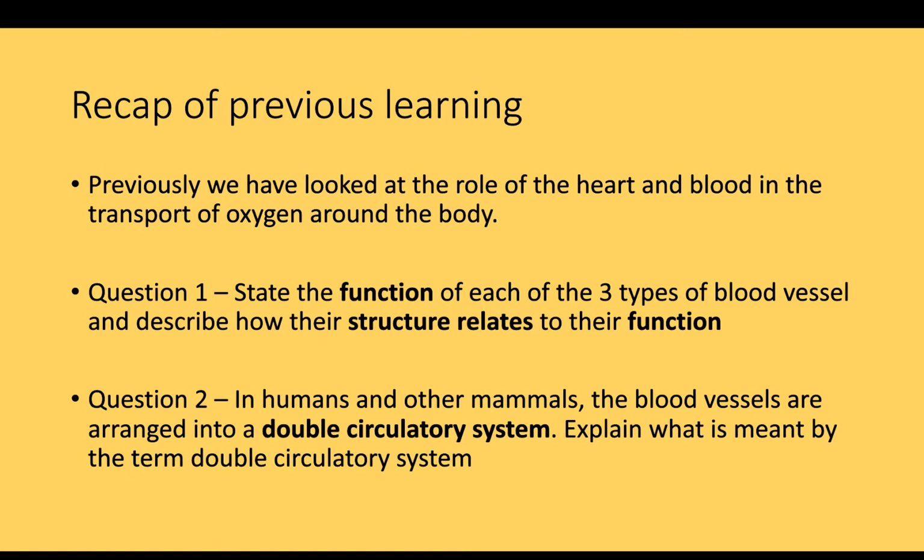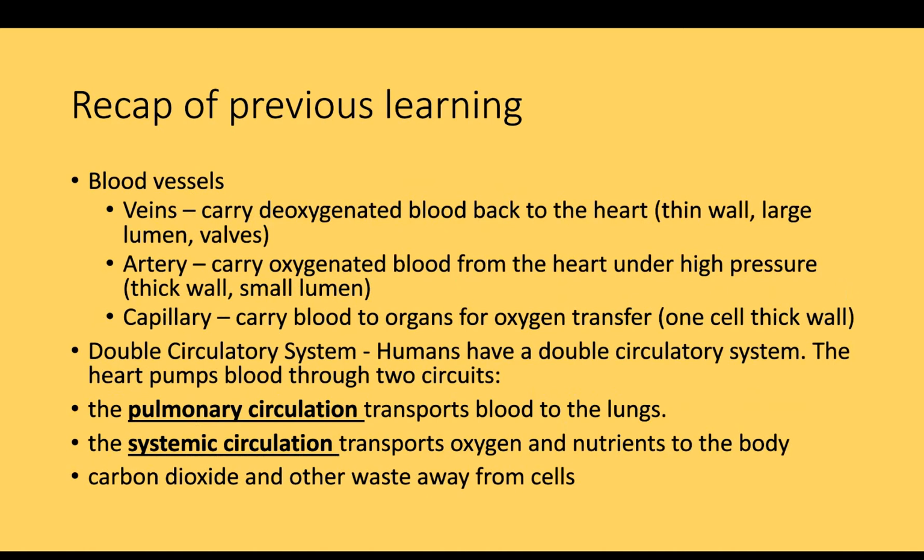In humans and other mammals, the blood vessels are arranged in a double circulatory system. Explain what is meant by the term double circulatory system. So, please pause the video now and have a go at those questions. Okay, how did you get on?